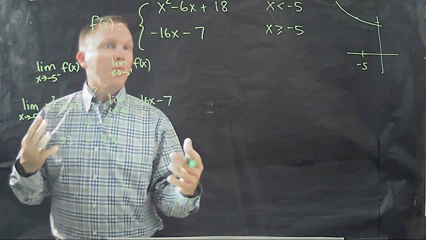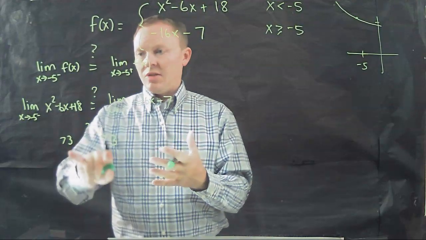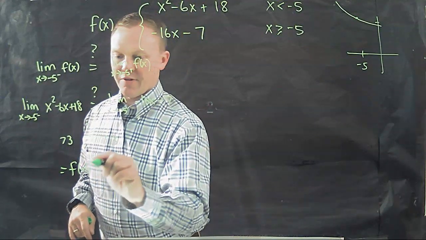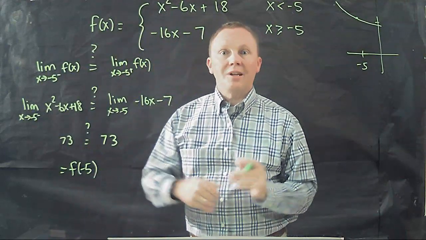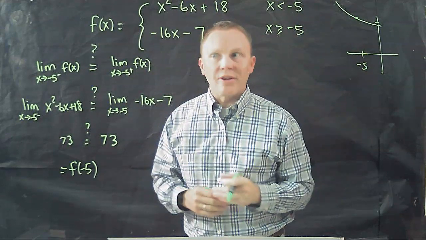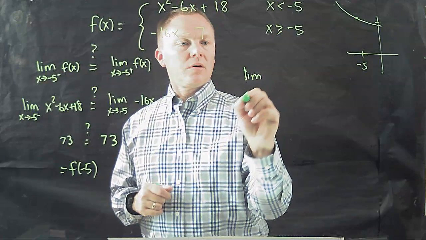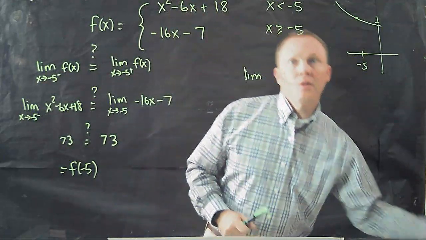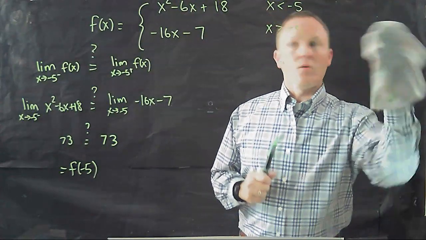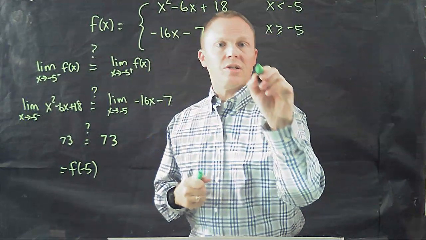So now we know it's continuous, okay? Because these two limits are the same, and they both equal f of -5. Now we're going to determine, is it differentiable at x equals -5? Is the derivative continuous? So in order to answer that question, I'm going to erase this a little bit, give myself some more room. I'm going to determine, is the derivative continuous?